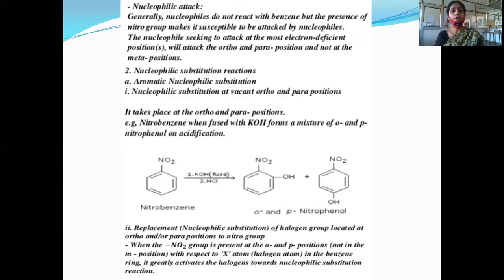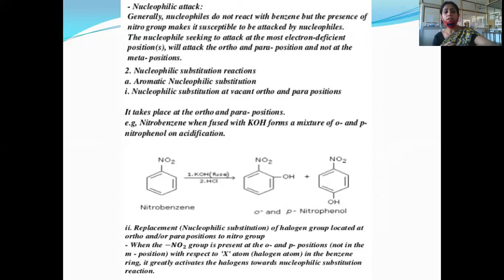That is why we find that the nucleophile seeks to attack at the most electron deficient site, because we have seen how the NO2 group distributes the positive charge in the ring. It provides positive charge to the ortho and para position. So these are electron deficient sites. Nucleophile is electron rich, so it will go to the ortho and para position. So the nucleophile attacks at the ortho and para position, whereas the electrophile will attack at the meta position. So let us see some nucleophilic substitution reactions.